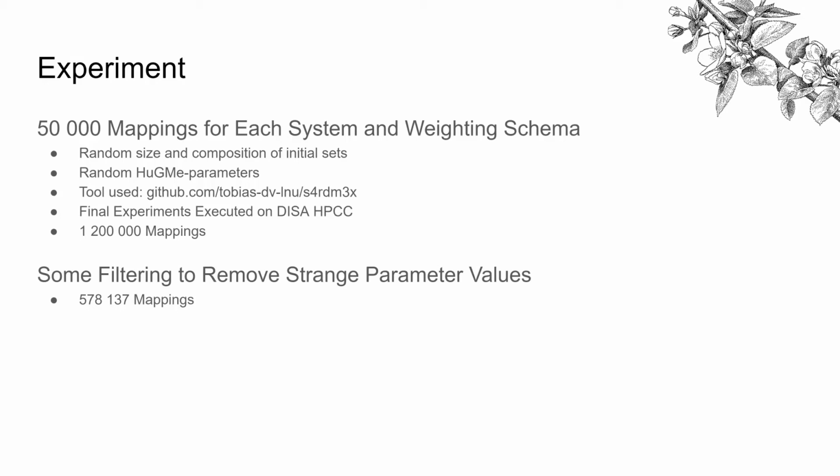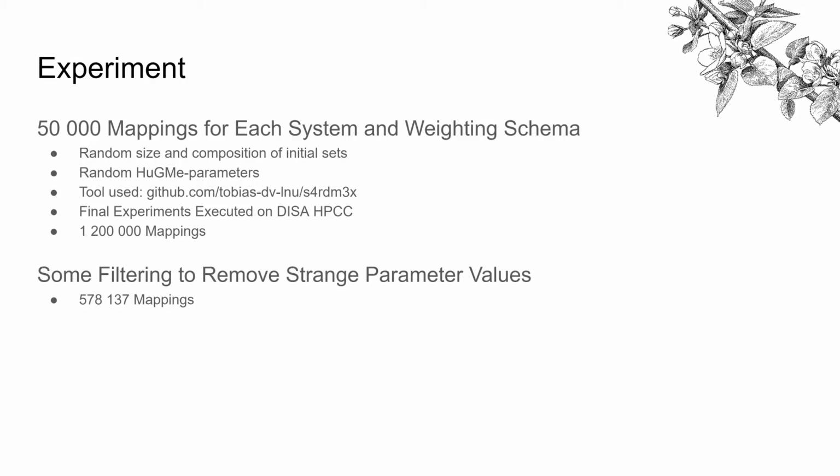For this we do 50,000 mappings for each of the system and weighting. This is to cover a large portion of the initial sets regarding their random composition and size. We also have the random HuGMe parameters that control the order of the clustering and also how allowed module dependencies should be treated. We use our tool that's available on GitHub, and we execute the experiments on our high performance computing cloud.